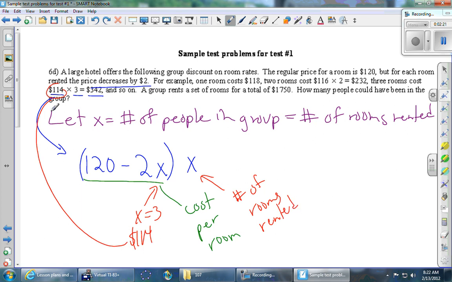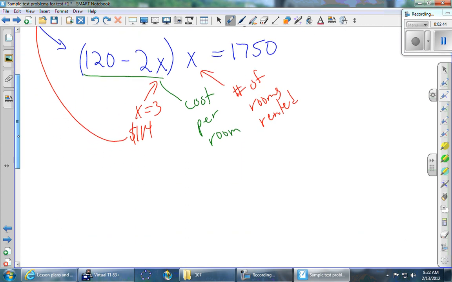Okay, and so multiplying those two things is supposed to give me the total cost. It was $342 in that example. But I know that in this example, the total cost is $1,750. So this is equal to $1,750. And this is the equation we have to solve. So we'll distribute on the left-hand side.